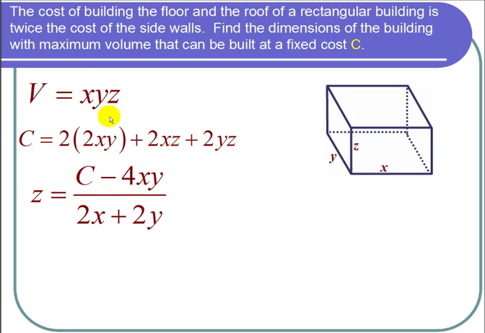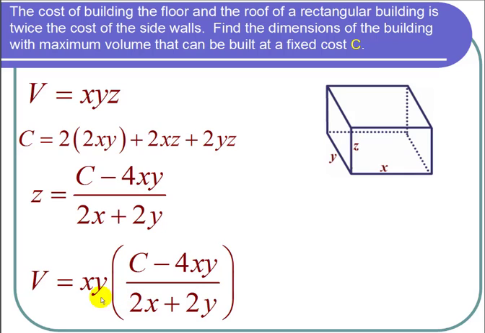I can substitute that into the volume equation, and I get V equals xy times C minus 4xy over 2x plus 2y. And I want to maximize the volume. So in order to do that, I take the partial derivatives with respect to x and with respect to y and set them equal to 0. I'm going to spare you the details on finding the partial derivative. It's pretty much a product rule and a quotient rule for each of these, and then simplifying.